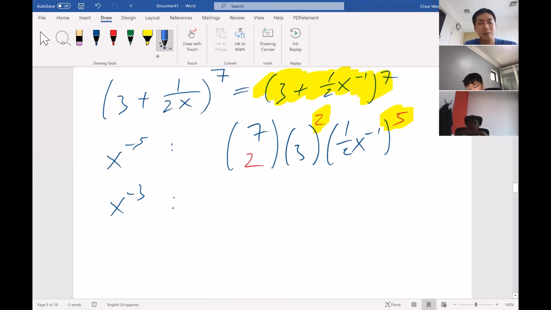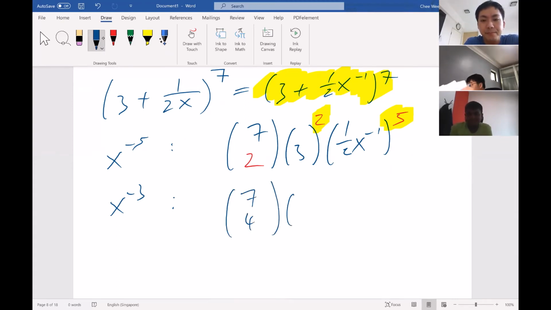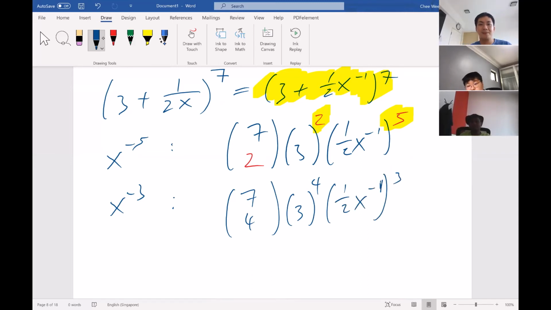Okay, Pavin, yourself. So 7 choose 4, and then 3 to the power of 4, and then 1 over 2x minus 1 to the power of 3. Yeah, that's it. Okay. Yanis can follow?